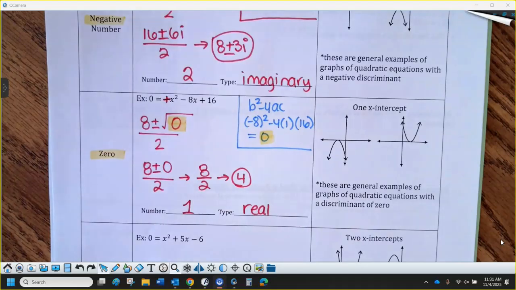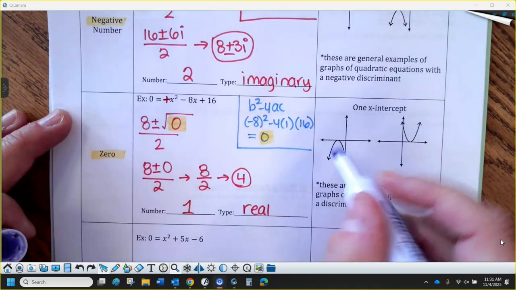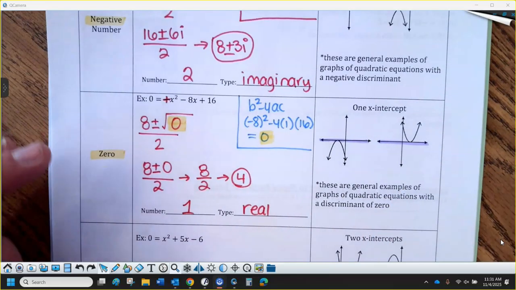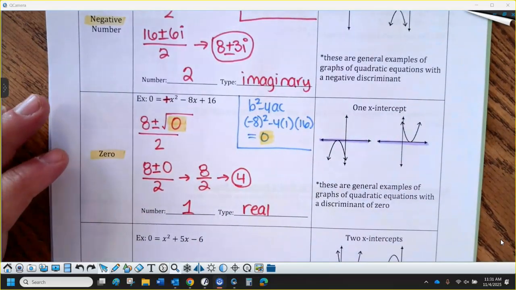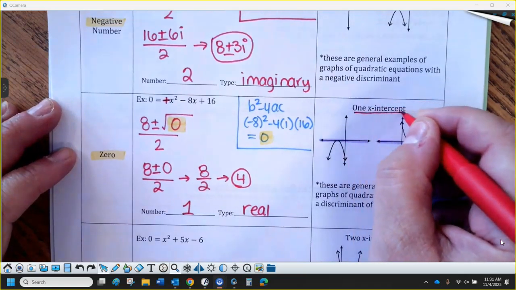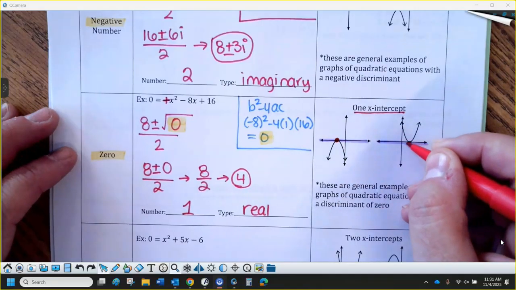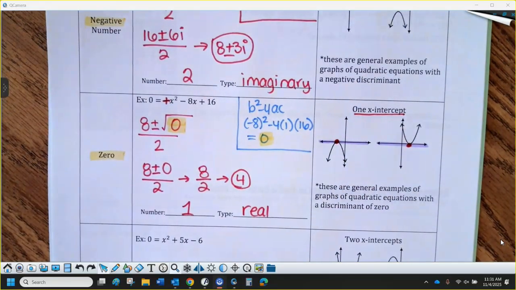Now, visually, what that would look like if you had a graph, and again, neither of these graphs match that equation. It's just one goes up and one goes down to give you the visual here. But it's going to have one place where the graph touches the x-axis, and it's just going to be the vertex. So if you graph that related quadratic, y equals x squared minus 8x plus 16, the graph would just touch the x-axis at the vertex and nowhere else. So if you got 0 as your discriminant, you got one real solution.